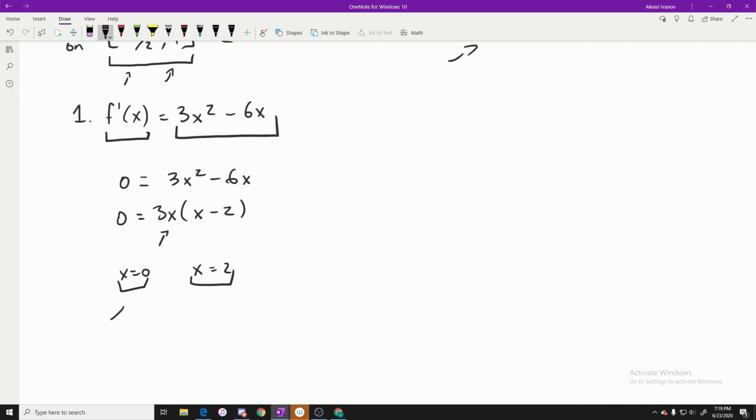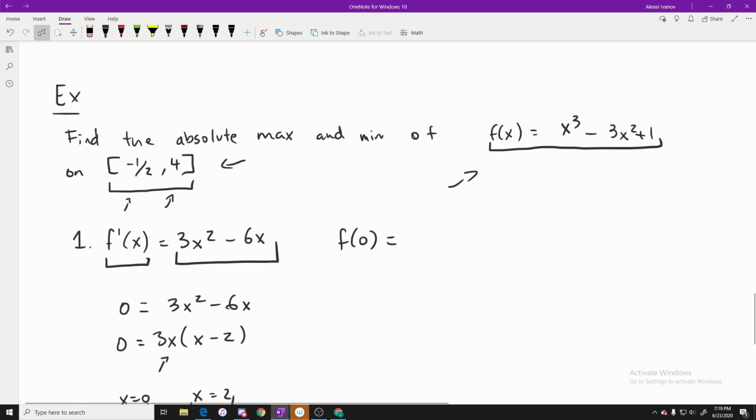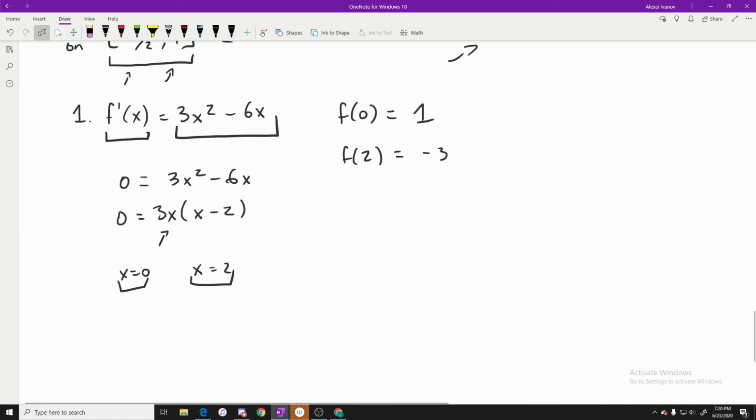So now that we have these x values right here, what we want to do is actually find the value of the function at those values. So f at 0 would equal 1 because we were just going to plug in 0 to the function and get 1, right? F at 2 is equal to minus 3. And that concludes step number 1, and we're going to move on to step number 2 that tells us to find the values of the endpoints, right?